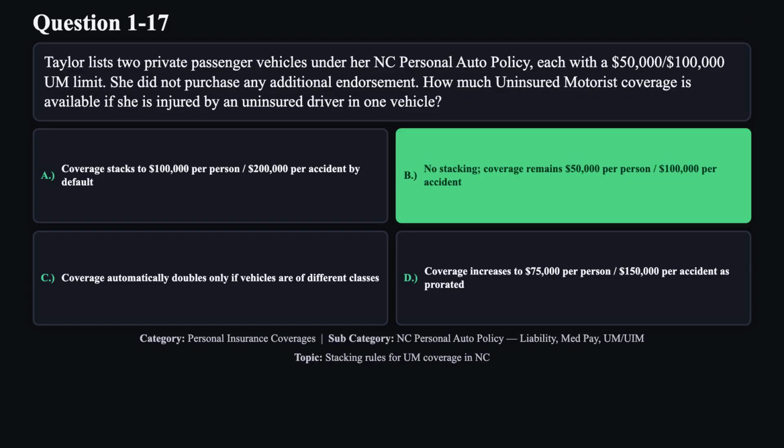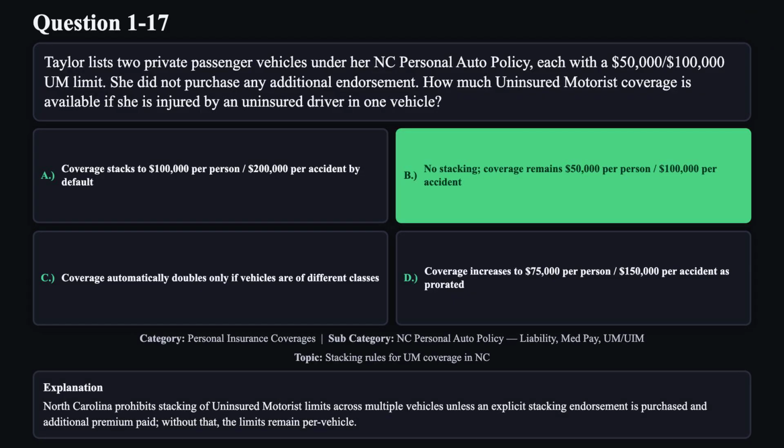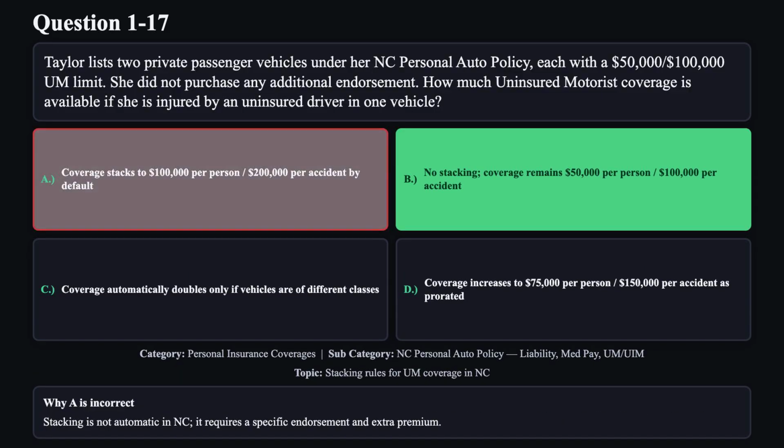The correct answer is B. North Carolina prohibits stacking of uninsured motorist limits across multiple vehicles unless an explicit stacking endorsement is purchased and additional premium paid. Without that, the limits remain per vehicle. Reason A is not correct. Stacking is not automatic in NC. It requires a specific endorsement and extra premium.